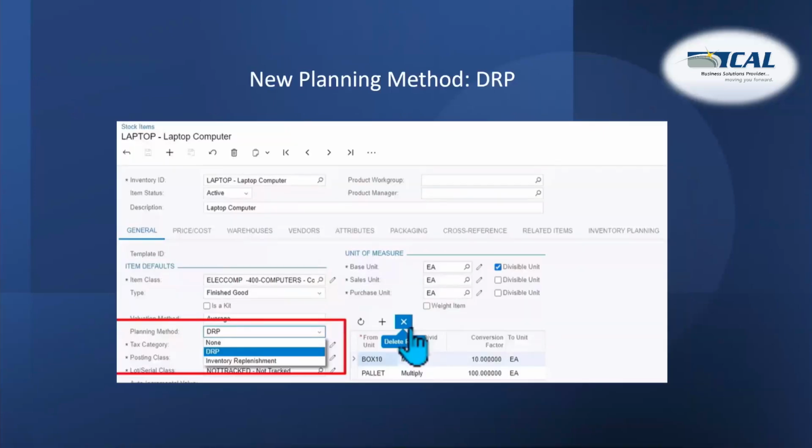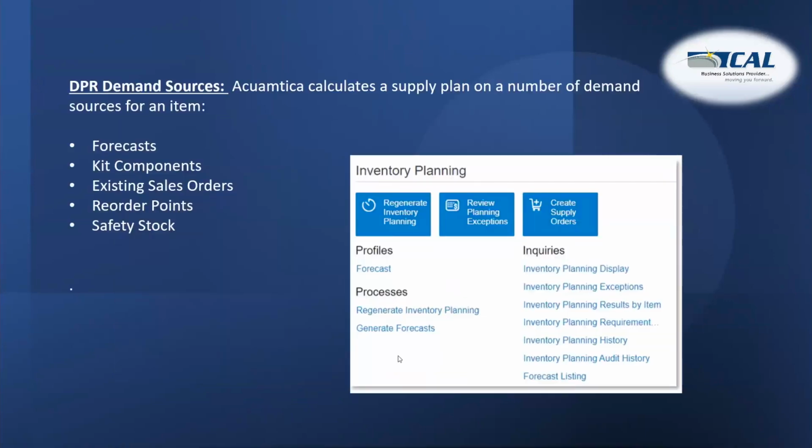So in Acumatica, on the stock item card, there's a new planning method called DRP. Again, if you're using replenishments today and you purchase this module, DRP will replace your inventory replenishments. A lot of the DRP configurations are going to be found in the inventory planning tab of your item card, as well as your item warehouse details. That's where a lot of times you manage your safety stock, things like that. What's my vendor lead time?